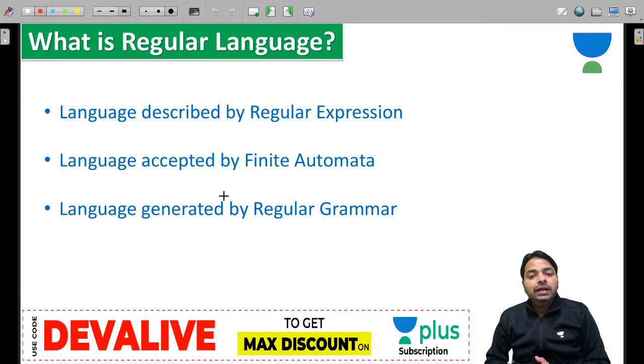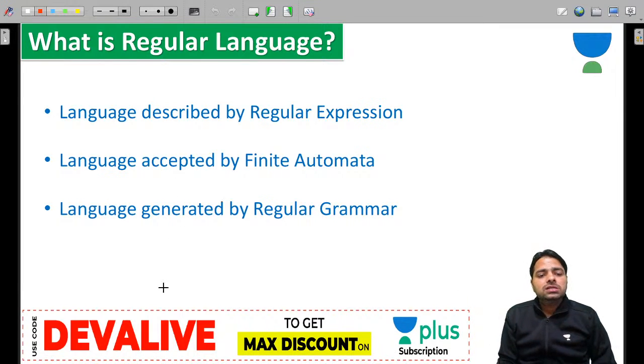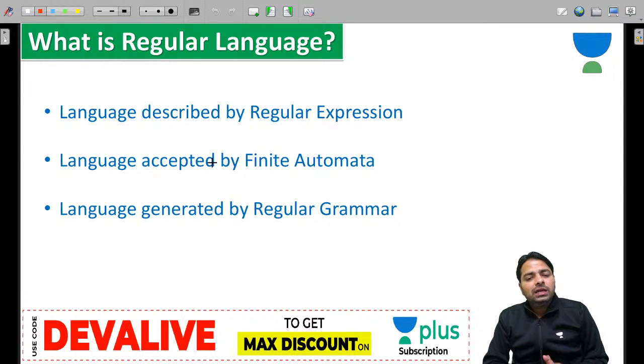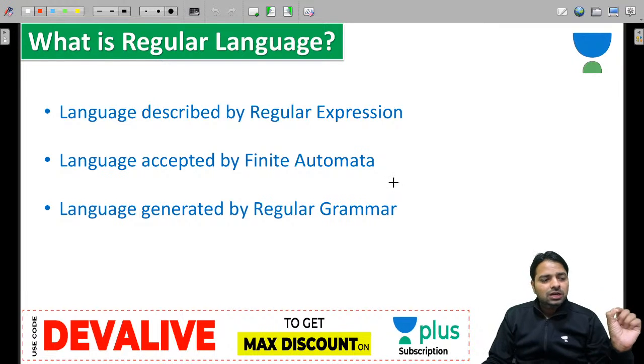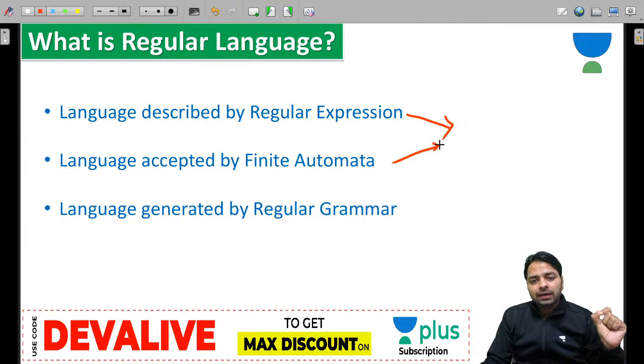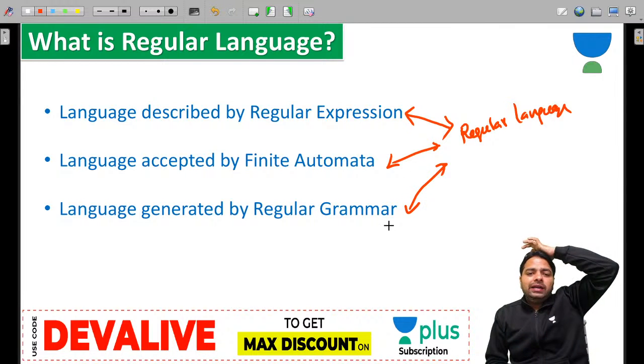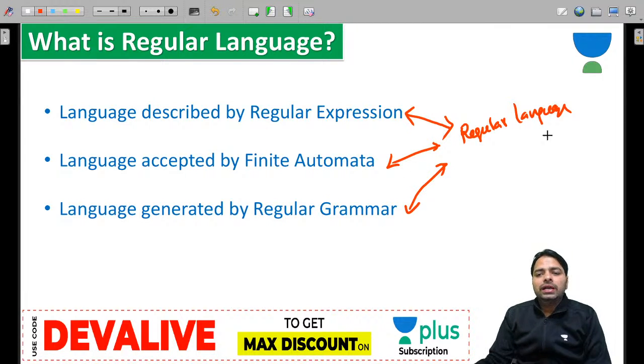Now, remember one thing: if you can show me a regular expression or finite automata or regular grammar, indirectly you have all of them, because the regular expression is equivalent to finite automata, equivalent to regular grammar, because all of them describe the same regular language. So the language described by a regular expression, the language accepted by a finite automata, the language generated by a regular grammar, all are actually regular language. Every regular language will have all of them. Remember that. And every regular expression is going to describe only a regular language.